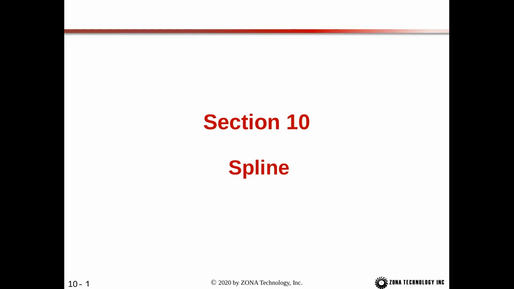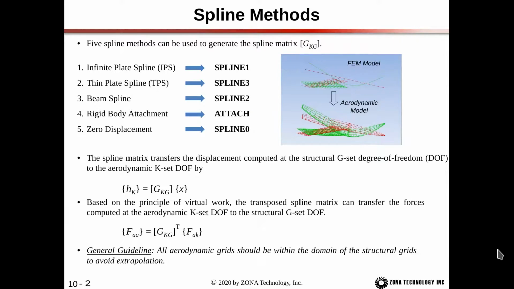Let's continue with ZEUS training, Section 10, Spline. So we have the following spline methods in ZEUS to generate the spline matrix, which is called GKG. We have the infinite plate spline, which is specified by the Spline1 bulk data card. The thin plate spline, specified by the Spline3 bulk data card. The beam spline, which is the Spline2 bulk data card. We have rigid body attachment, specified by the attach bulk data card, and then finally the zero displacement spline, which is the Spline0 bulk data card.